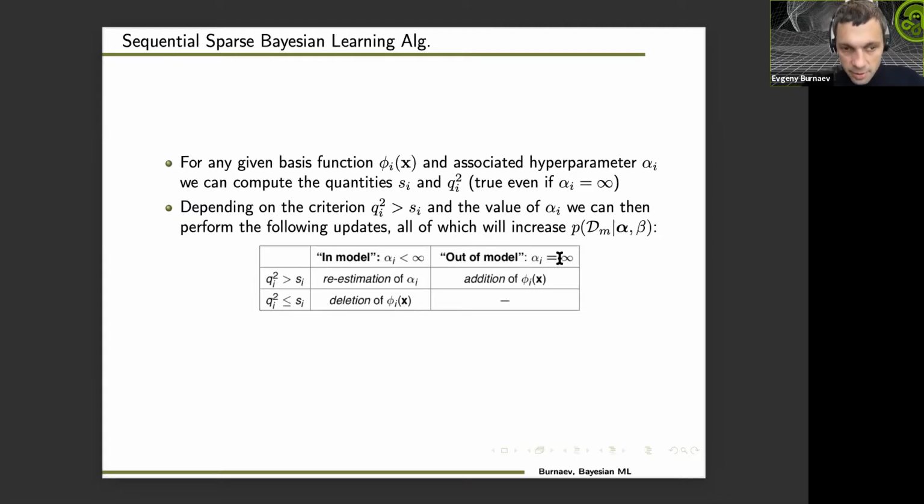And if some basis function is initially outside the model, but for this basis function we estimate such quantities and it turns out that this holds true, then we should add this basis function back inside our model.